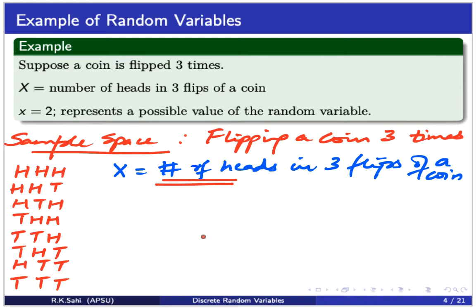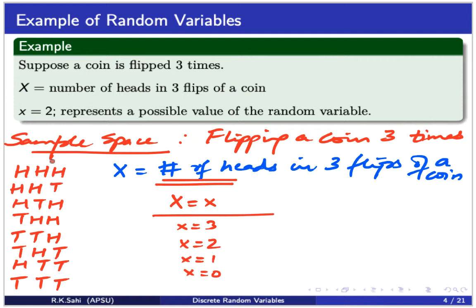It's the number. So your capital X is equal to little x. This little x can be 3, 2, 1 or 0. Remember, when I say little x equals 3, the underlying concept is that the number of heads, when I flip a coin 3 times, is 3: I will get only heads.